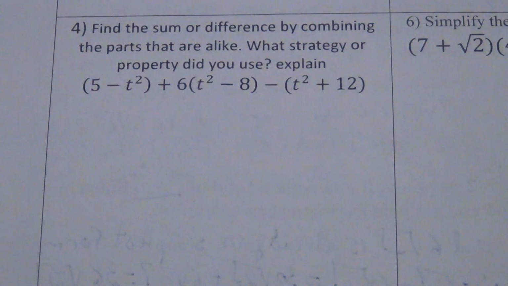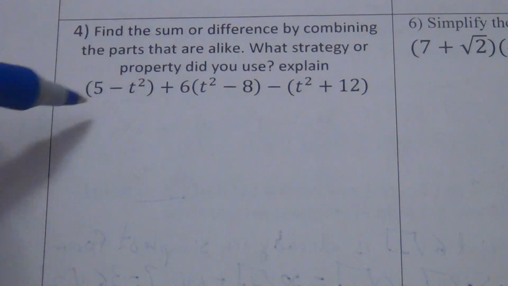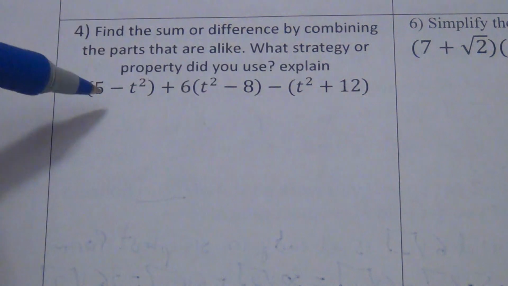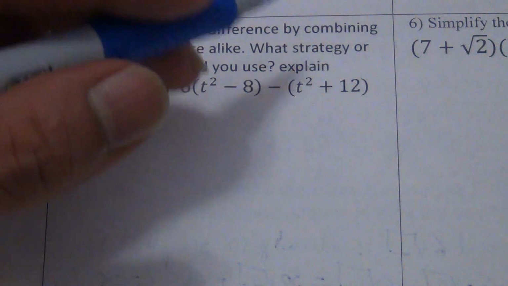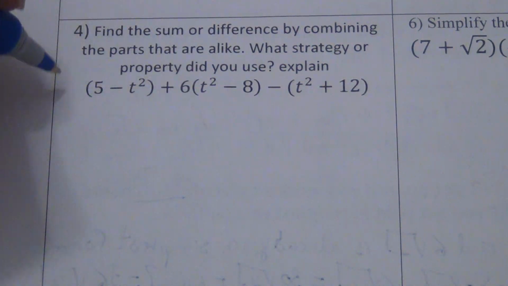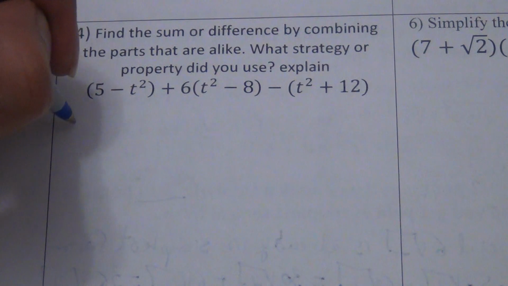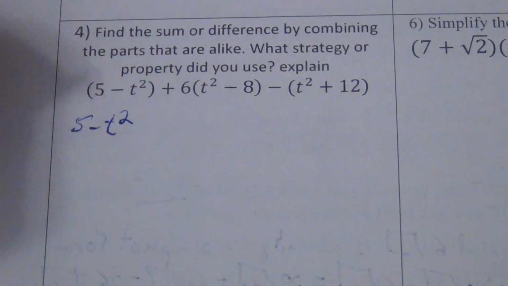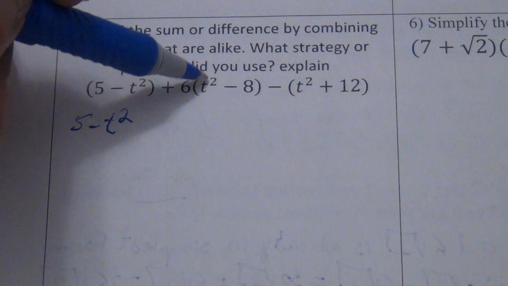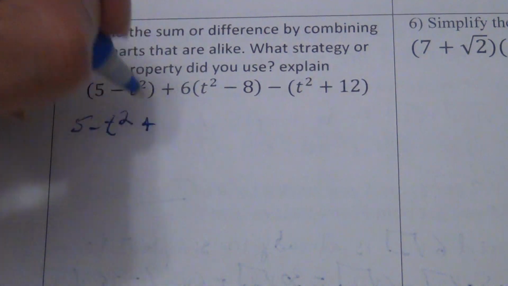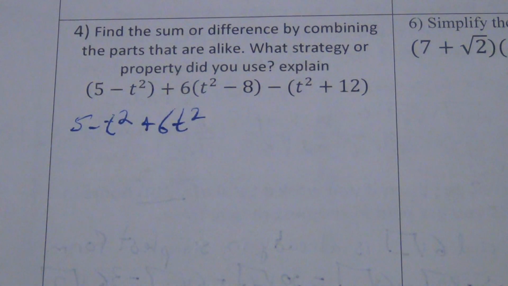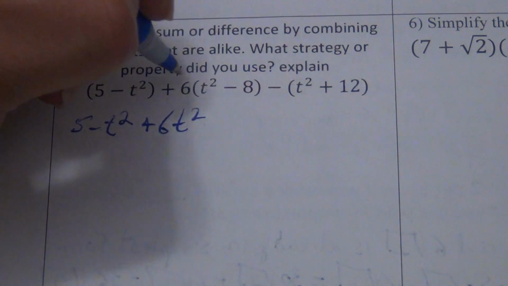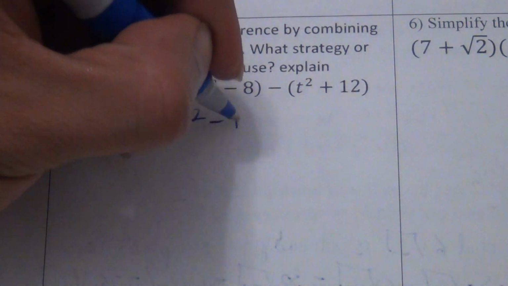So look, this is a polynomial expression and I need to simplify it. I will use the distributive property first. And I will also remove the parentheses. So here, there is no negative, so I don't need to distribute that, so I just remove the parentheses. Here, there's a 6 multiplying that, so I have to use the distributive property. So 6 times t squared is 6t squared. 6 times negative 8 is negative 48.